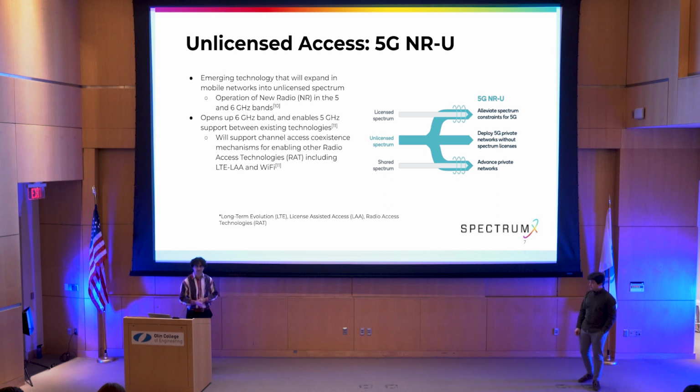So next we're going to talk about 5G NR-U. 5G NR-U is an emerging technology in the unlicensed spectrum space. It's the operation of New Radio, or NR, in the 5 and 6 gigahertz bands. Specifically, this is going to open up the 6 gigahertz band and enable 5 gigahertz support between existing technologies. It will support other channel coexistence mechanisms for enabling other radio access technologies, including LTE, LAA, and Wi-Fi.